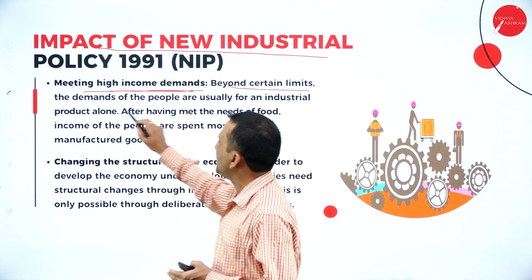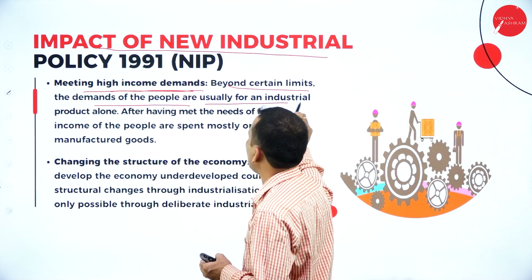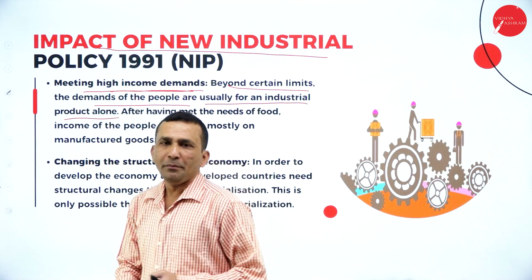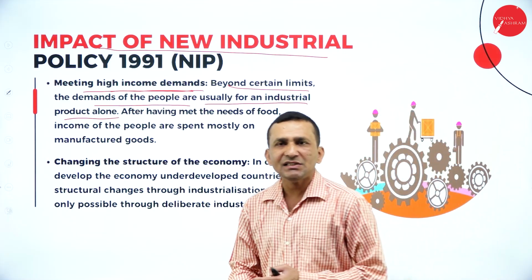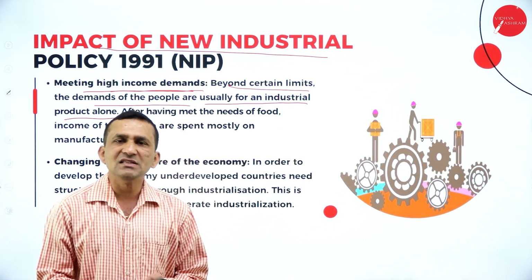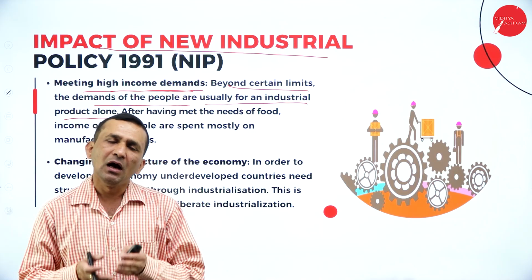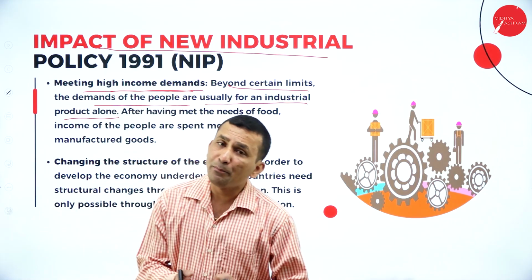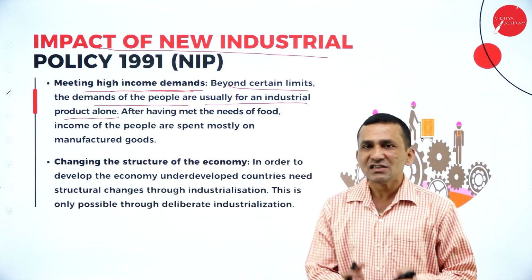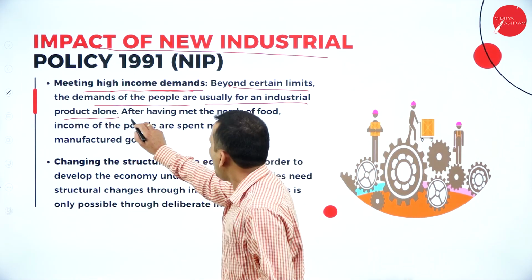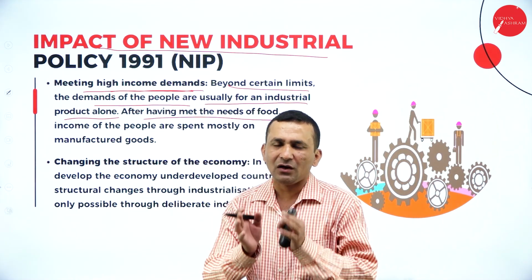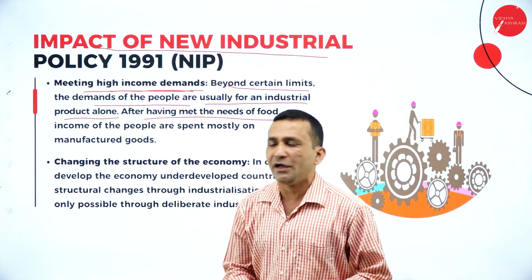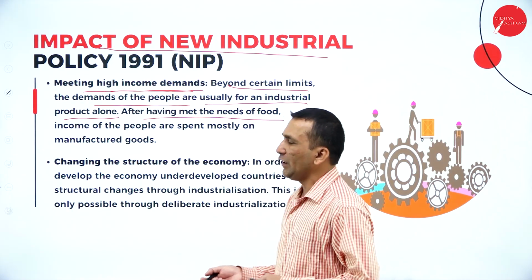Beyond a certain limit, the demand of people is usually for industrial products alone. Because there are too many electronic products as well as gadgets and even fancy related items, the industry producing components, spare parts, whatever is required for day to day. After meeting the need of the basic needs, the human beings always give first priority for the basic need like food, okay.